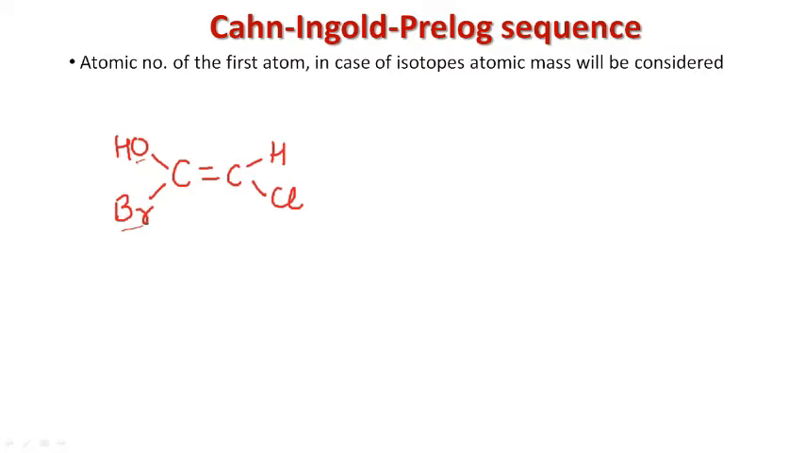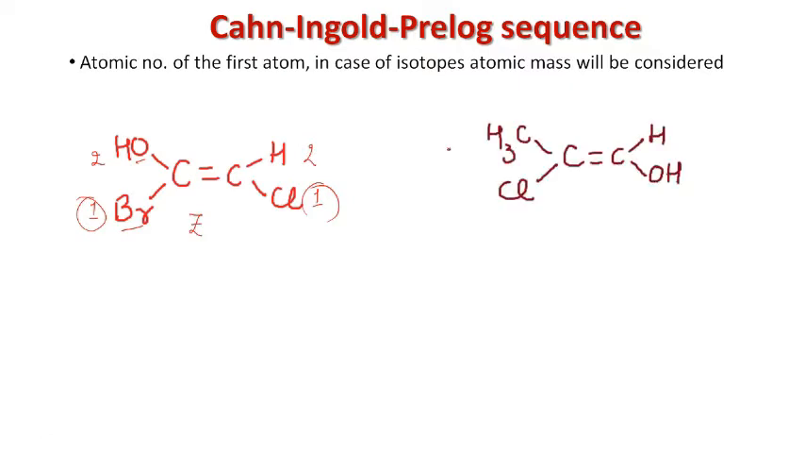Here bromine has a higher atomic number compared to oxygen, therefore it is given number 1 and the other is given number 2. Here chlorine has a higher atomic number compared to hydrogen, therefore this is given number 1 and this is given number 2. Both the same priority groups are on the same side, therefore this molecule is designated as Z. We have another example.